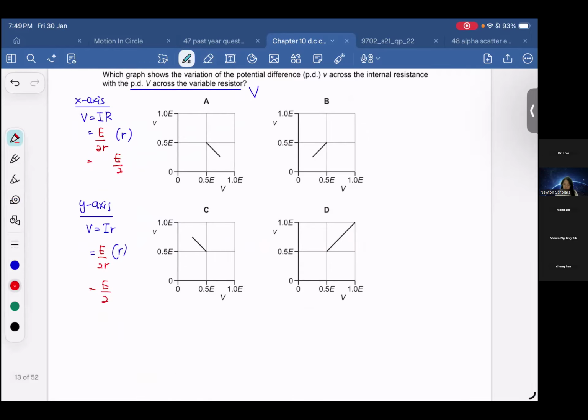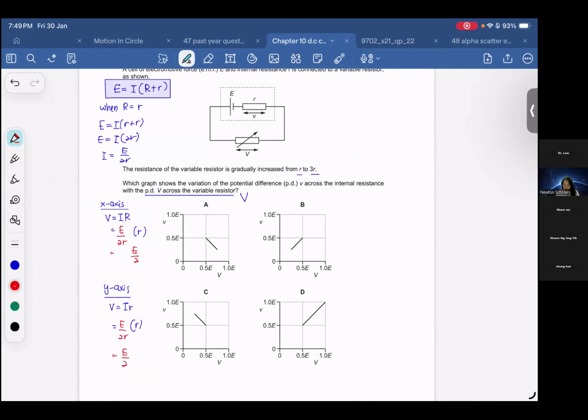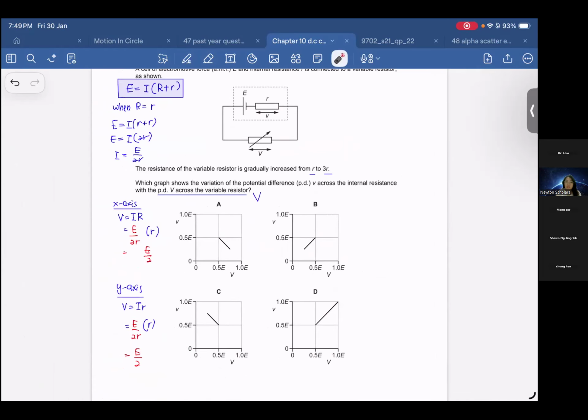For those who cannot solve, we recall one more time how we solve. As long as it involves internal resistor, we write the formula out, okay? They say that the variable resistor is R to 3R, so later on we have one more case to think about, the 3R. You just replace the capital letter R with the small r. Then we will get the current. We rearrange the current.